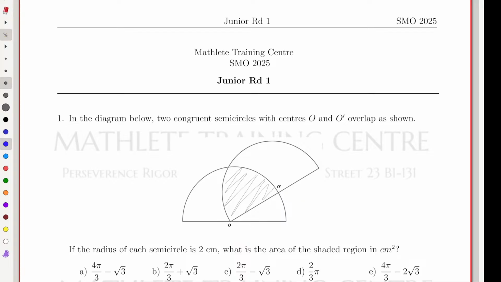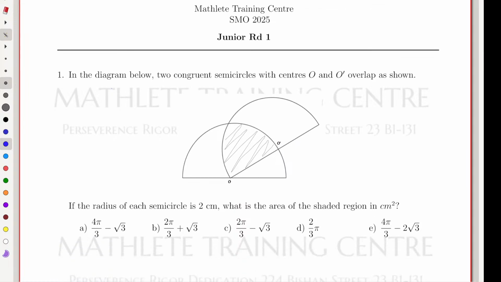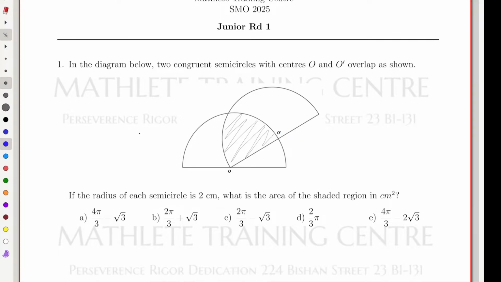Okay, so this is what I'm going to do. I'm going to tell you what you can get. And then roughly using that, you should be able to estimate whether you can get into round 2 or not. Okay, let's start going through the questions. First, question number 1 here. In the diagram below, we have two congruent semicircles with the centers O and O prime, and then they're overlapping as shown. Find the area of the shaded region if the radius of each semicircle is equal to 2.